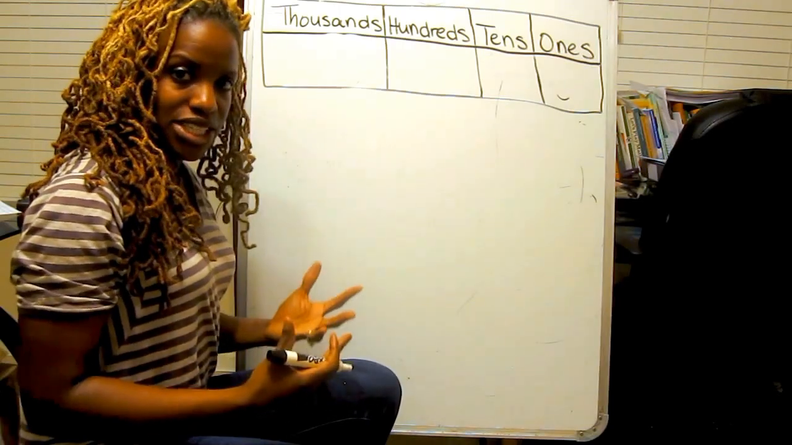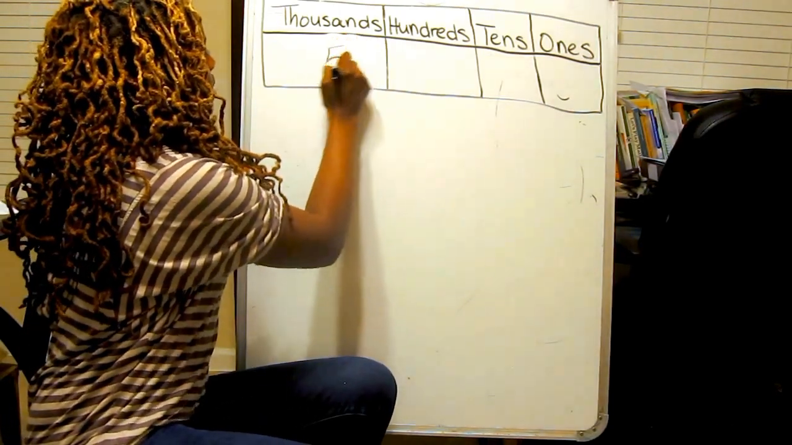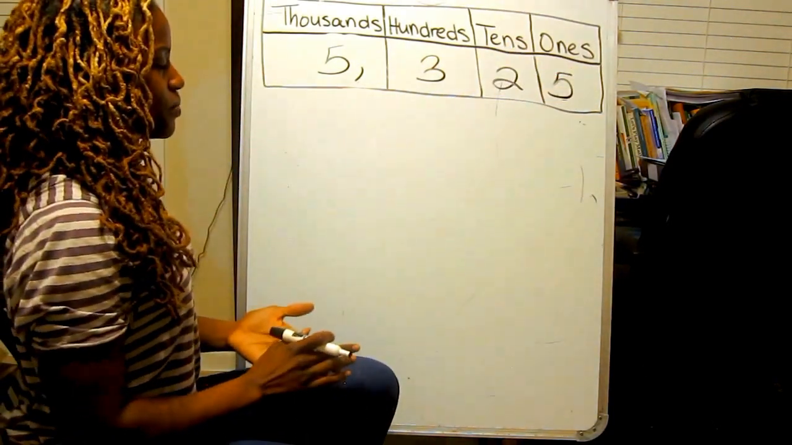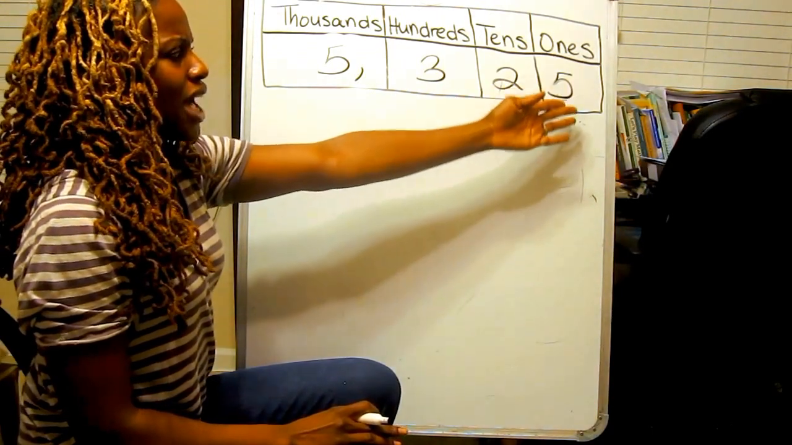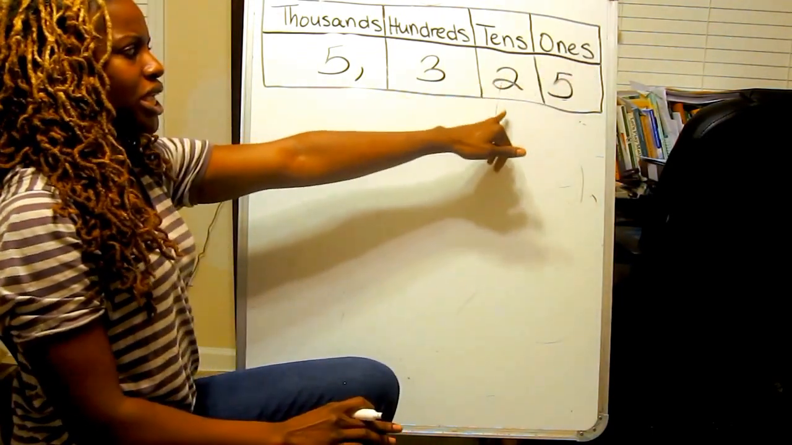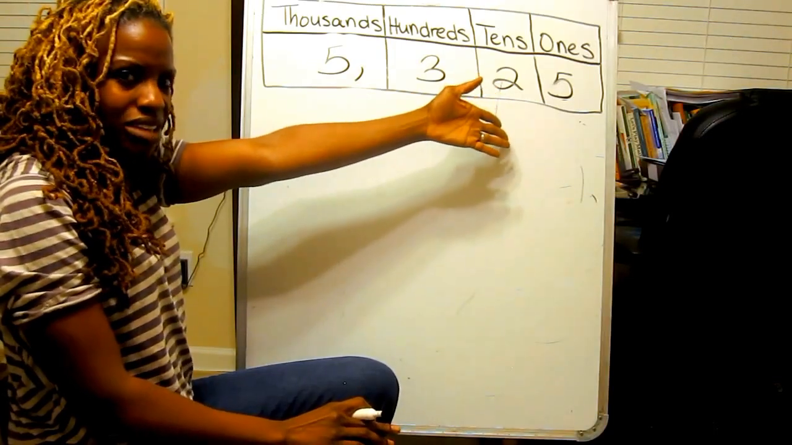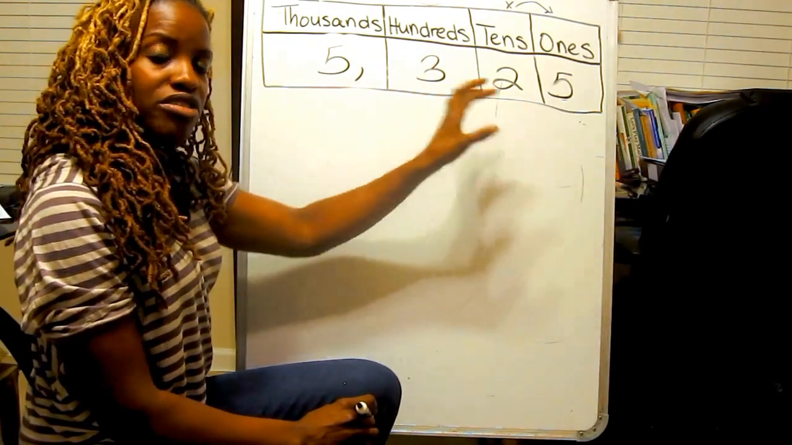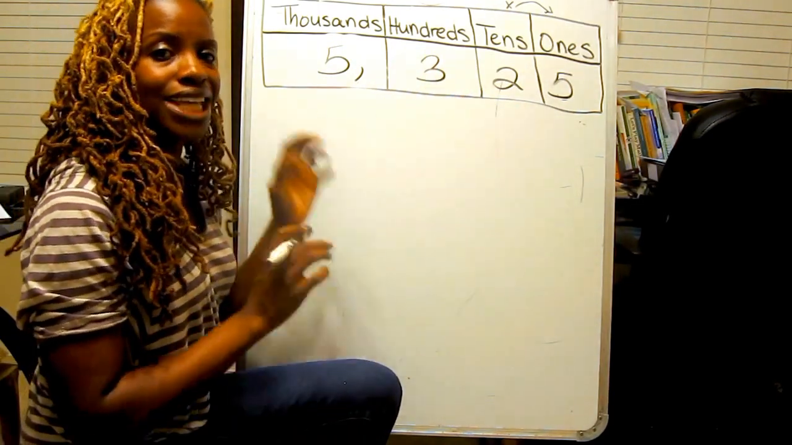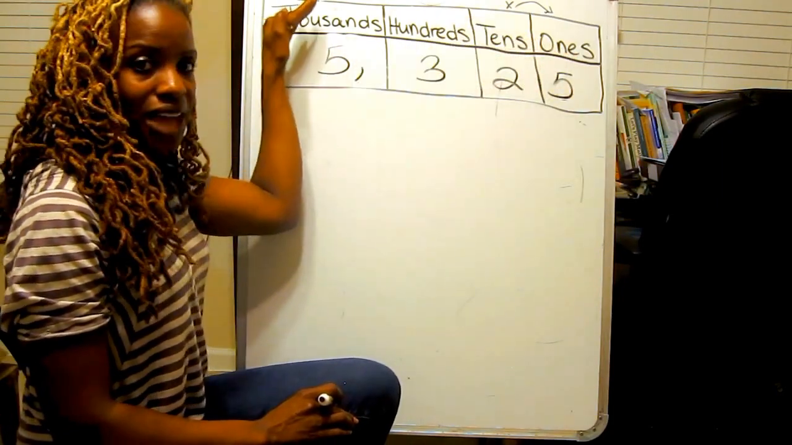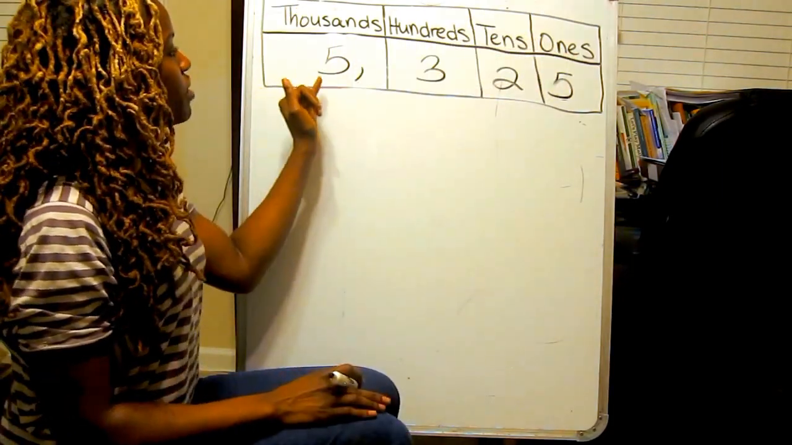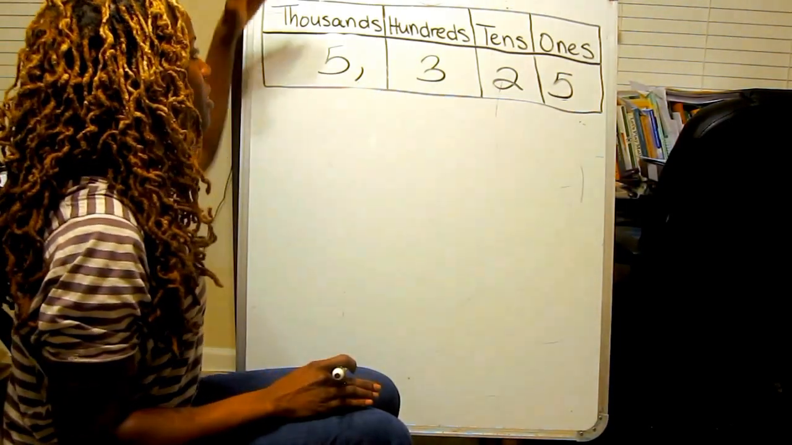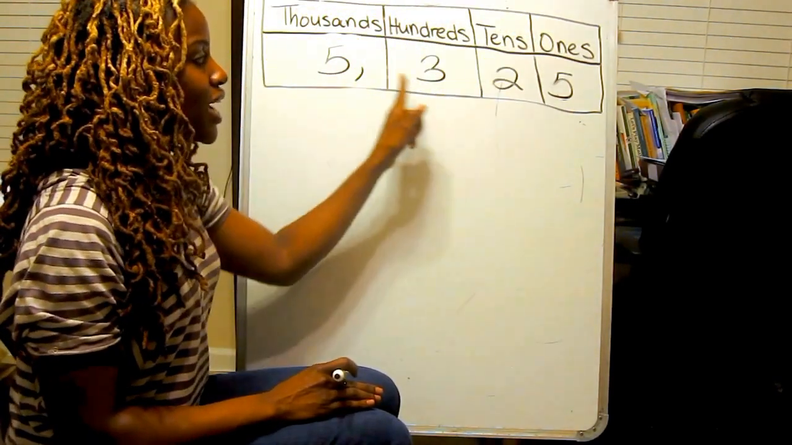Now what if the digits were different? Let's say 5,325. Now I can't say 5 times 10 is going to give me the value of 20. Doesn't make any sense. Even though the digits are different, remember, we are talking about the relationship of the place value, not the digit. So even though the digits are different in this number, we are talking about the value of the place, not the value of the digit.